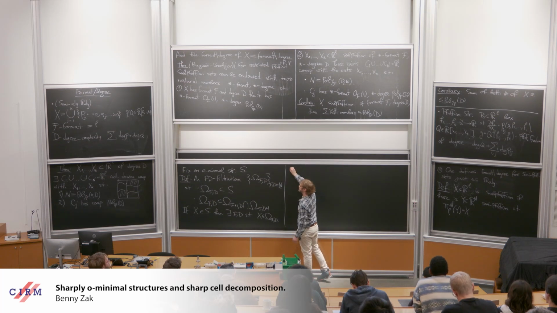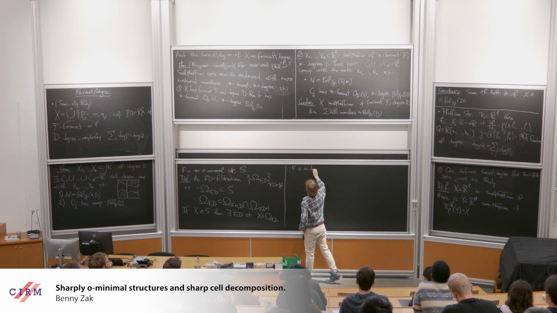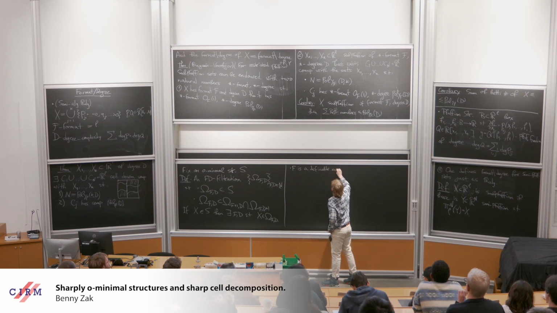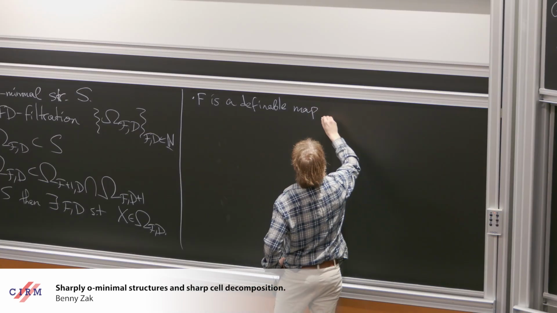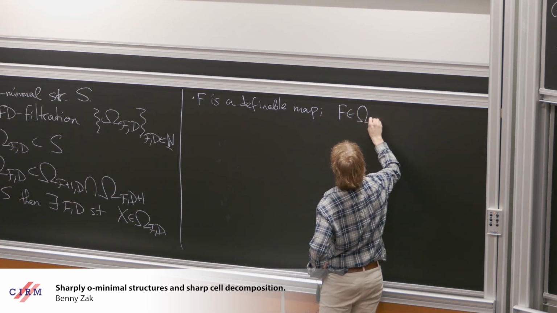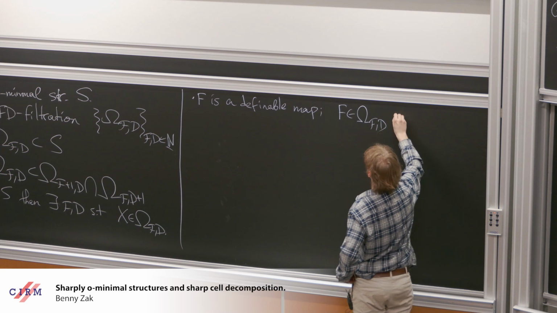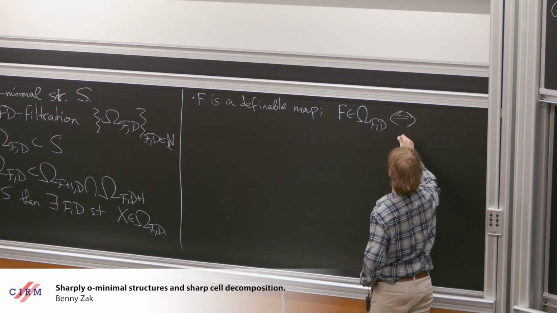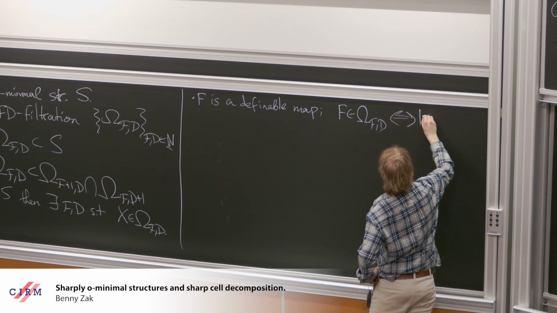If F is a definable map, then saying that F has format f and degree d just means that the graph of F has format f and degree d.